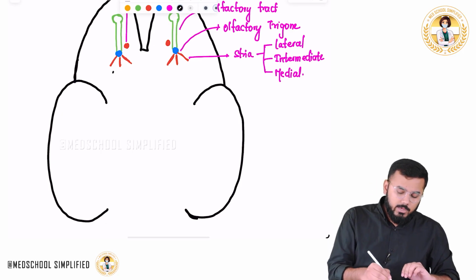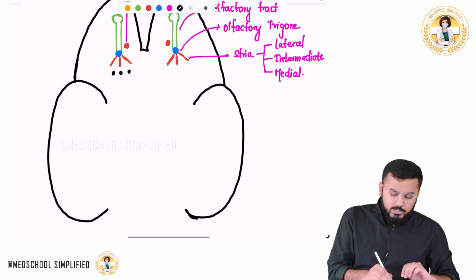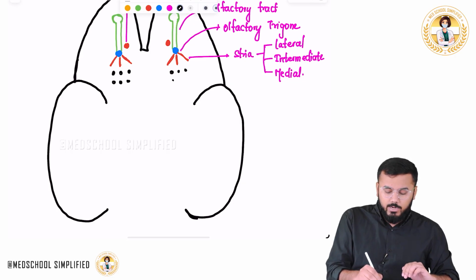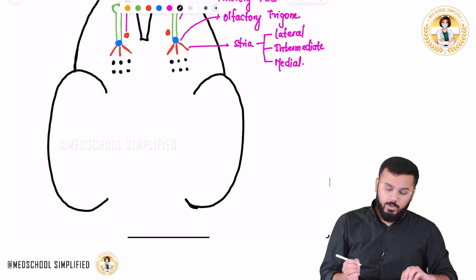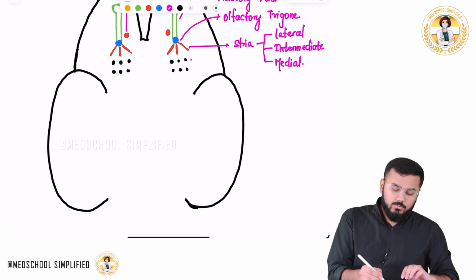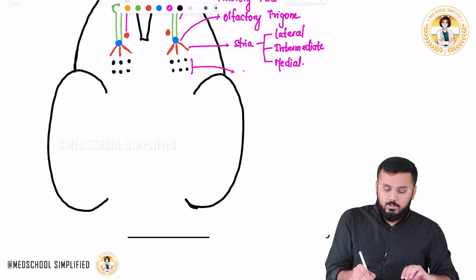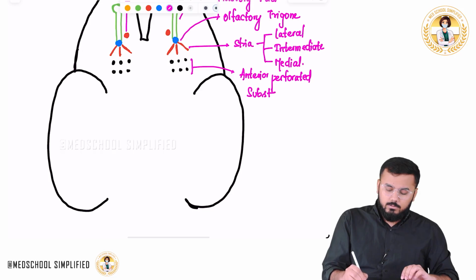Just beneath the striae, you have got another important structure like this. This structure which I am drawing below these striae is called the anterior perforated substance. Okay. So what is this structure over here called? This structure over here is called the anterior perforated substance.